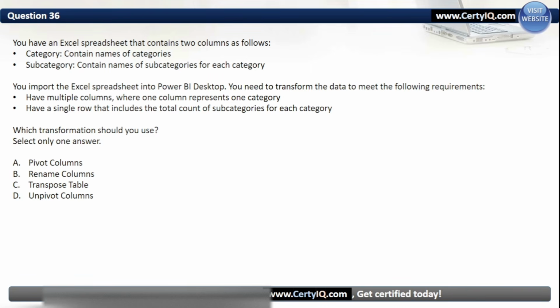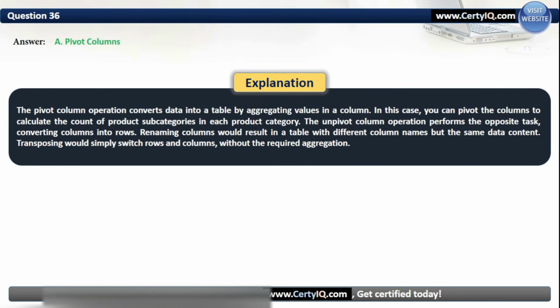Select only one answer. Our options are A. Pivot columns, B. Rename columns, C. Transpose table, or D. Unpivot columns. The correct option is A. Pivot columns. The pivot column operation converts data into a table by aggregating values in a column. In this case, you can pivot the columns to calculate the count of product subcategories in each product category.